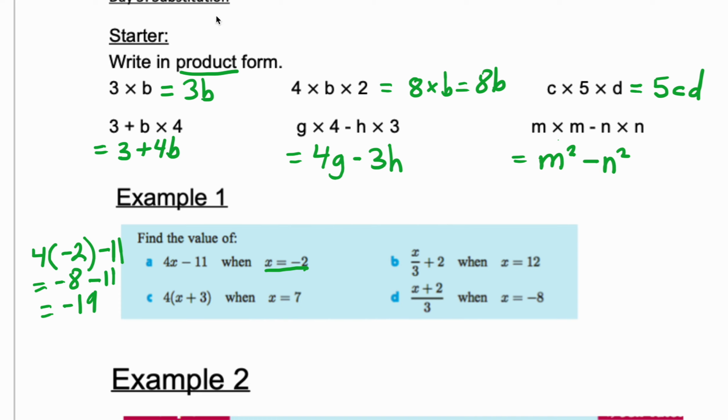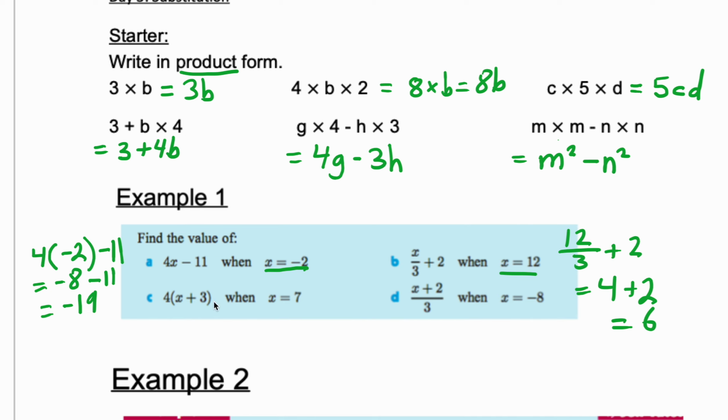Okay, in the next example, we have x equals 12, so let me write it over here. So instead of x, we're going to write 12. 12 divided by 3 plus 2 equals 4, plus 2 equals 6.